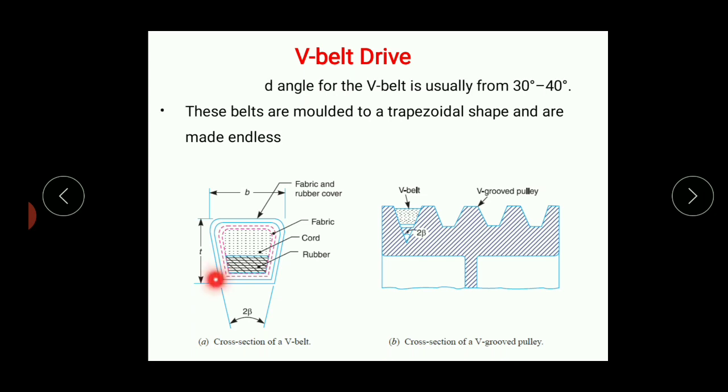Then this is the angle of the belt. This angle varies from 30 degrees to 60 degrees. It is represented by 2 beta. The included angle between the two side walls of the belt is represented as twice beta, and its angle varies between 30 degrees to 40 degrees.